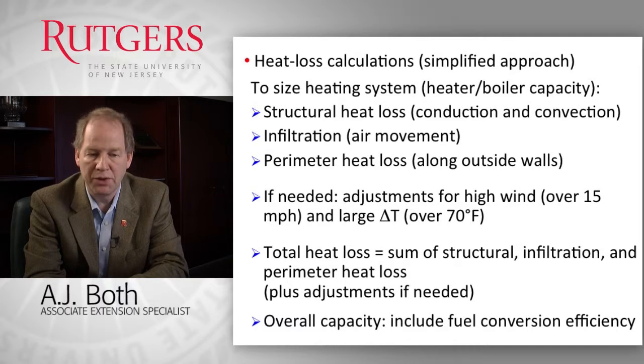So the overall heat loss is then the sum of the structural heat loss, the infiltration heat loss, and the perimeter heat loss. And again, we need to make adjustments if needed, depending on high wind conditions and large differences between the set point inside and the outside conditions. So once we have the total heat loss calculated, we need to take into consideration that the heating system has some fuel conversion efficiencies. Most heating systems are not 100% efficient, so we need to take that efficiency into consideration in order to calculate the overall heating system capacity.